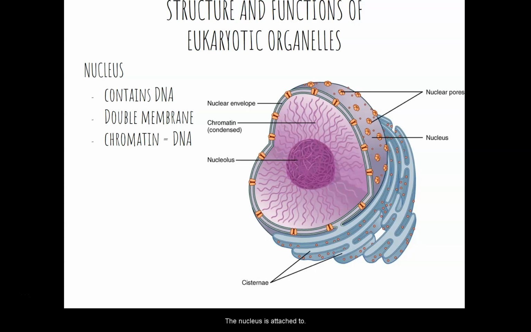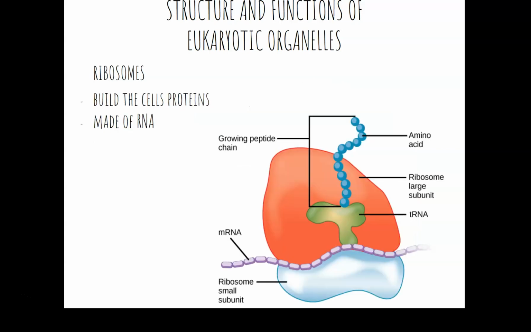The nucleus is attached to the rough endoplasmic reticulum, which is a structure that's involved in the making of proteins. Ribosomes are those little dots that you find on the rough endoplasmic reticulum. They're important in building the cell's proteins, and they're made of RNA. We'll go into some more detail later on their structure and how they're used.